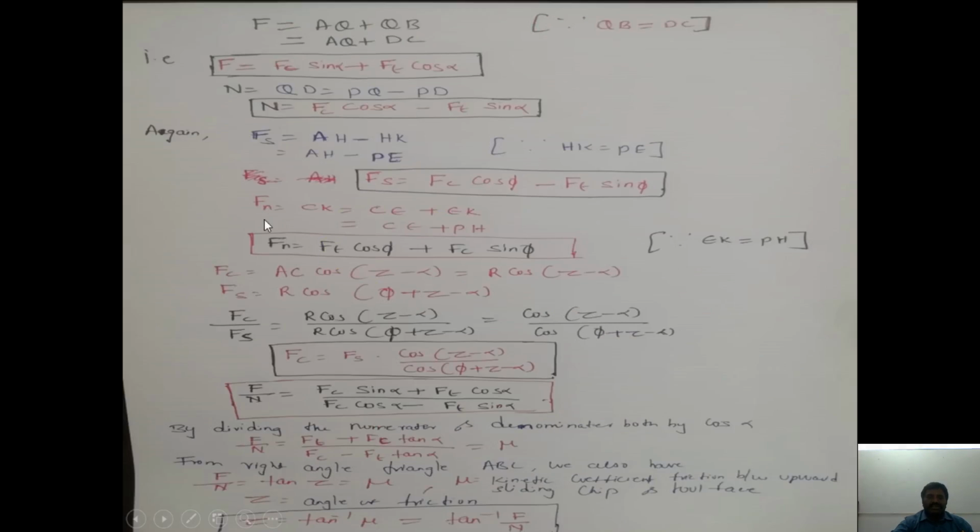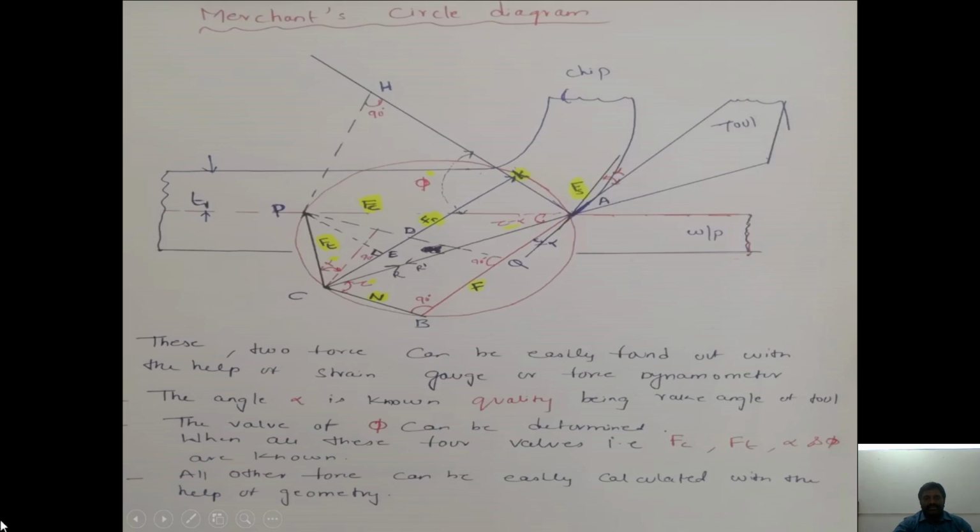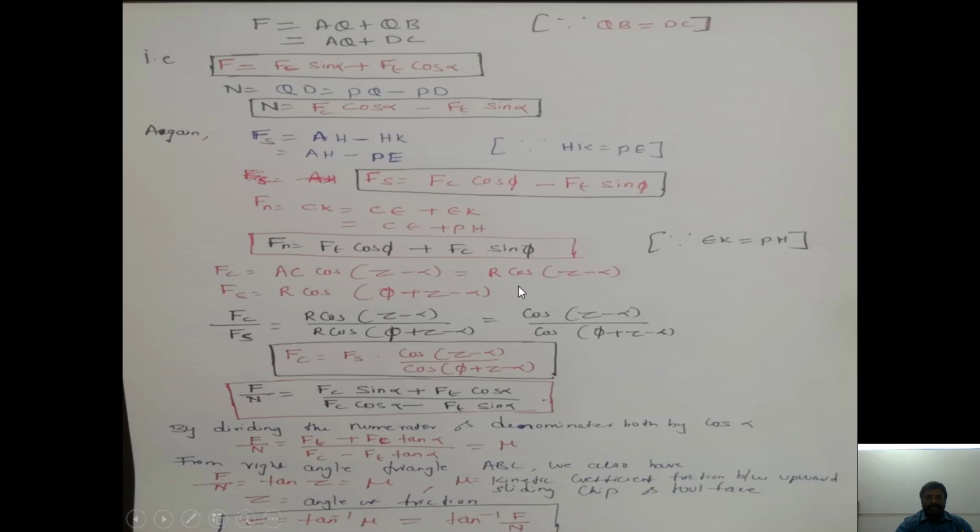In the same manner, Fn means the backing up force. Fn is the backing up force, which here is CK. If I say CK is CE plus EK, we can also write that EK is similar to FP. Now CE plus FP, which makes the angle, means Fn is equal to Ft cos φ plus Fc sin φ.